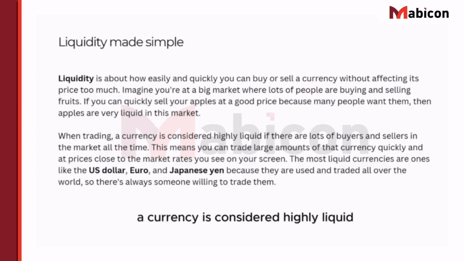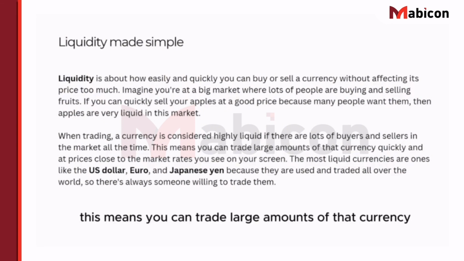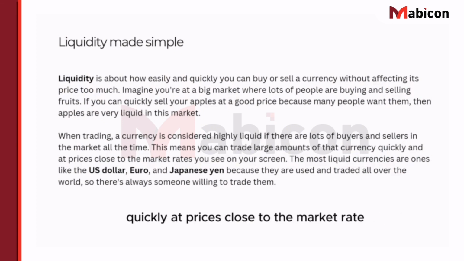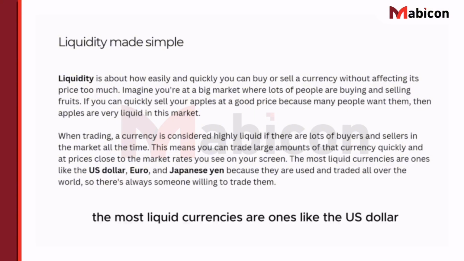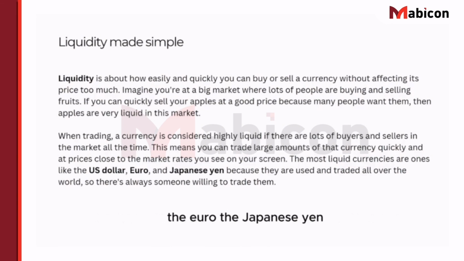When trading, a currency is considered highly liquid if there are lots of buyers and sellers in the market all the time. This means you can trade large amounts of that currency quickly at prices close to the market rates you see on your screen. The most liquid currencies are ones like the US dollar, the euro, the Japanese yen, because they are traded all over the world. So there's always someone willing to trade them.